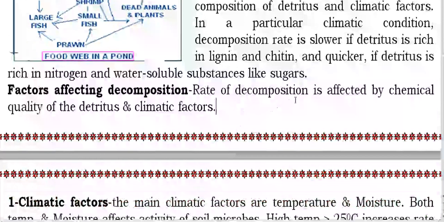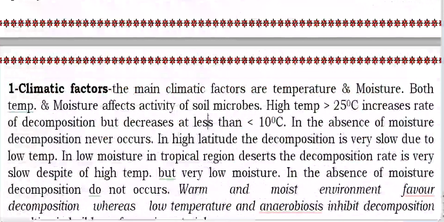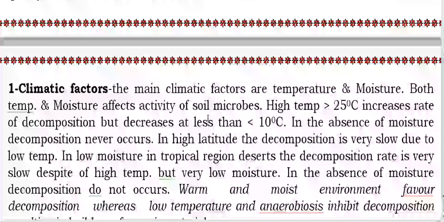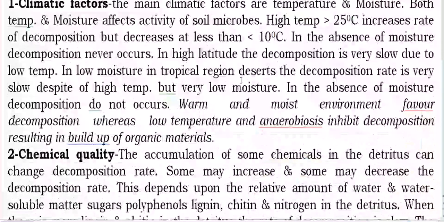Factors affecting decomposition. Climatic factors are the main factors which can affect decomposition. At high temperature decomposition is fast, at low temperature decomposition is very slow, because at low temperature enzymes become inactive and the organisms that decompose are unable to break down the complex material. In high latitudes the decomposition is very slow because the temperature is very low. Near the equator the decomposition is very fast.